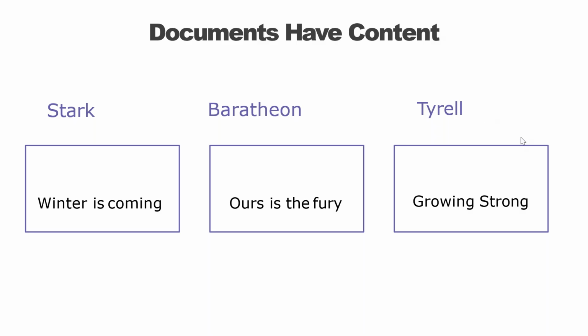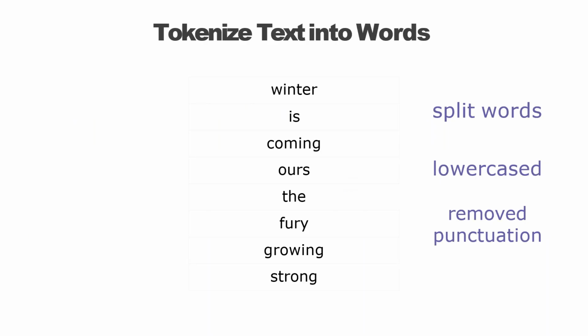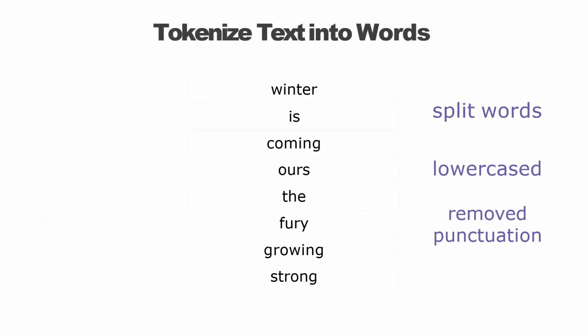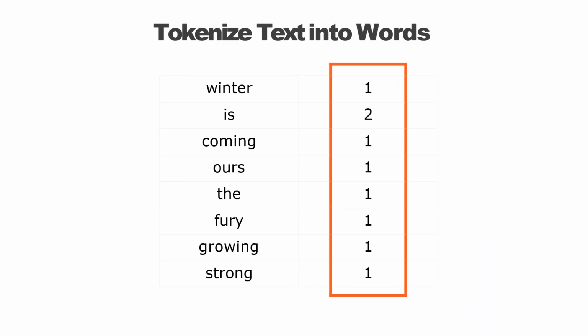Yeah, so there are three documents, and the words are: winter is coming, ours is fury, this fury and growing strong. These are the three documents which we have. Now, if you want to create an inverted index, what to do? Tokenization, the first process I said. So how do you tokenize? Each unique word we write in the index. We split the words, lowercase them, remove punctuation, and then tokenize. After this, the tokenization is done.